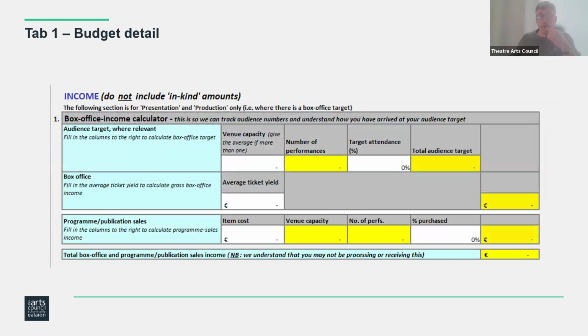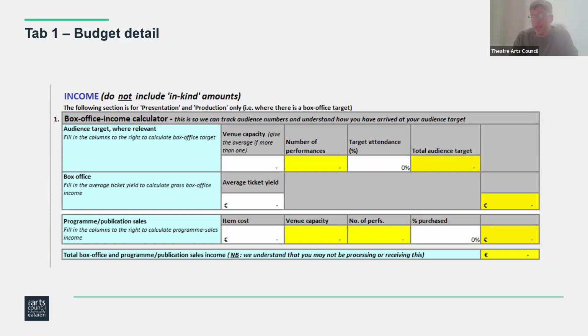Okay, so this is the income section. This is what will serve as your box office income calculator. The first cell you fill in, and of course the only cells that you can fill in are going to be the white ones, the yellow cells will already have calculations embedded within them. So the first cell you'll fill in is the venue capacity.